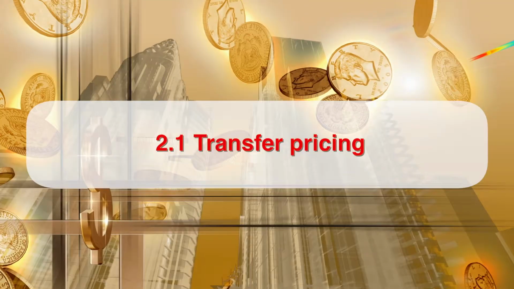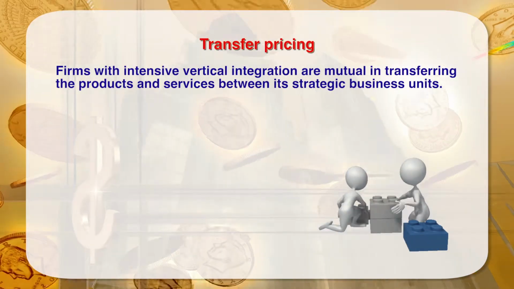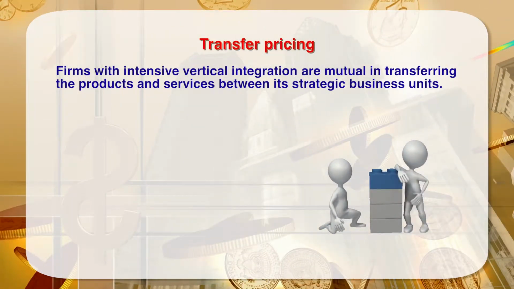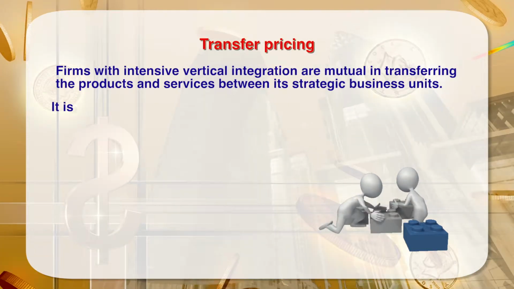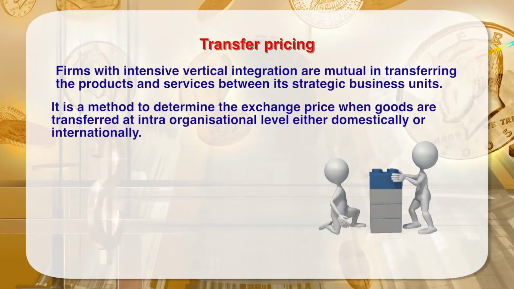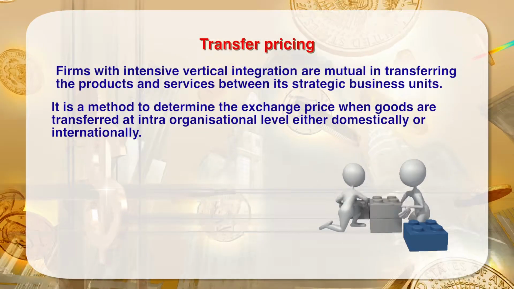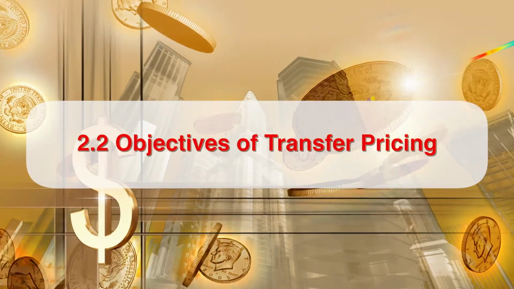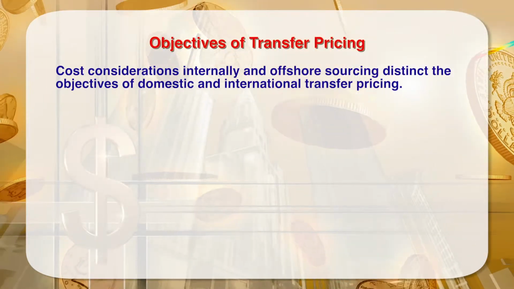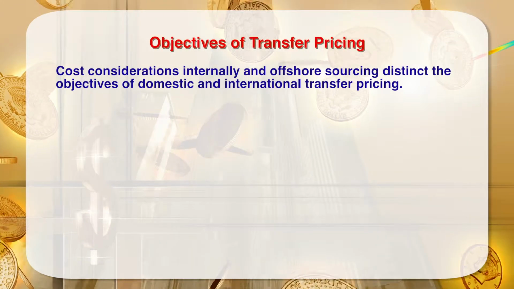Transfer pricing. Firms with intensive vertical integration are mutual in transferring the products and services between its strategic business units. It is a method to determine the exchange price when goods are transferred at intra-organizational level, either domestically or internationally. Objectives of transfer pricing. Cost considerations internally and offshore sourcing distinct the objectives of domestic and international transfer pricing.